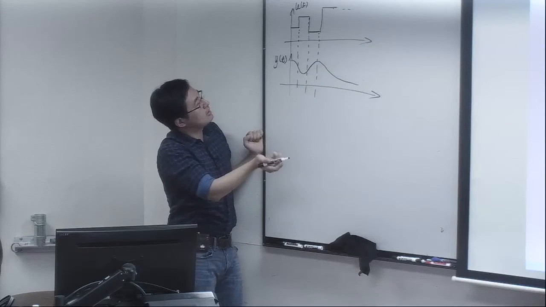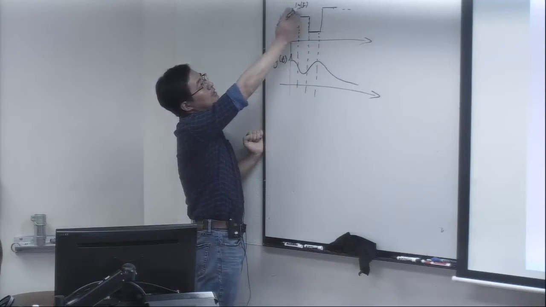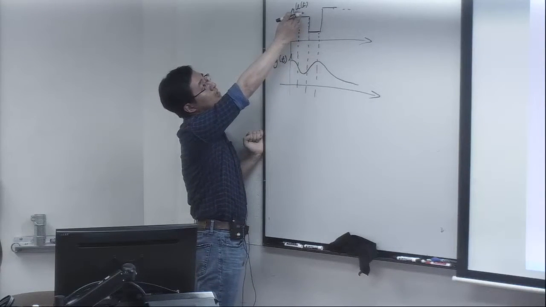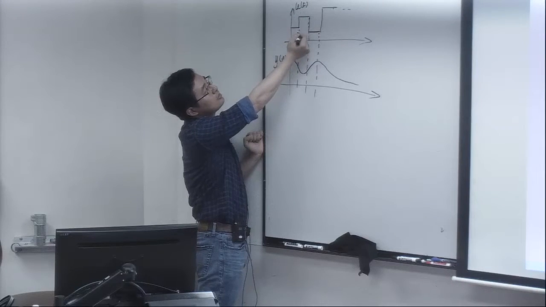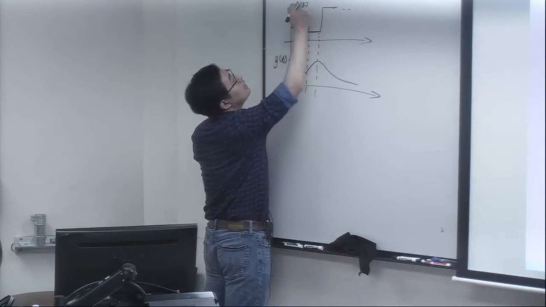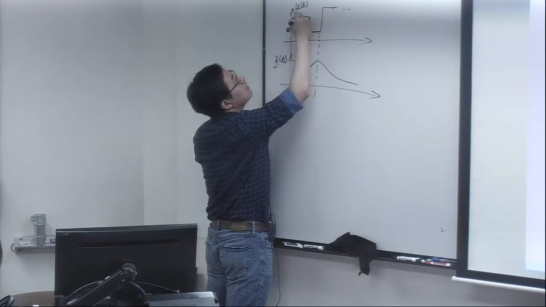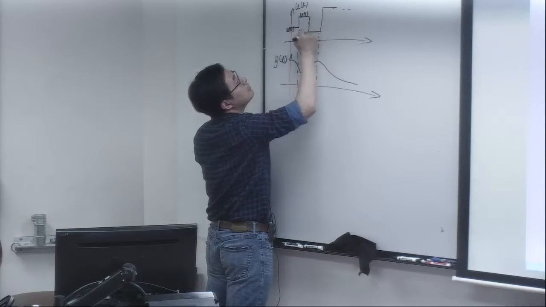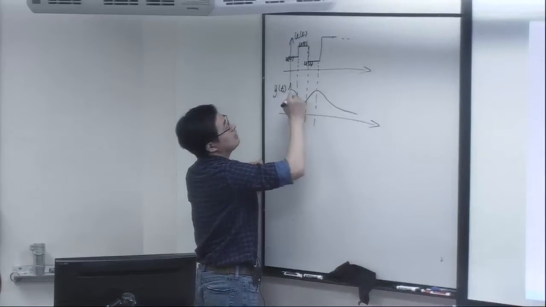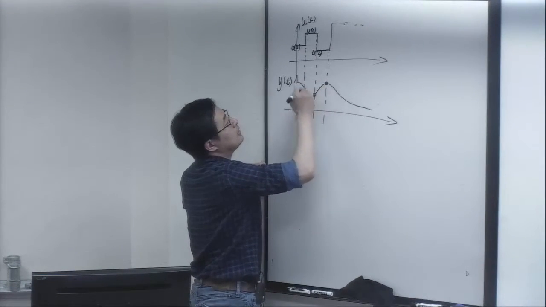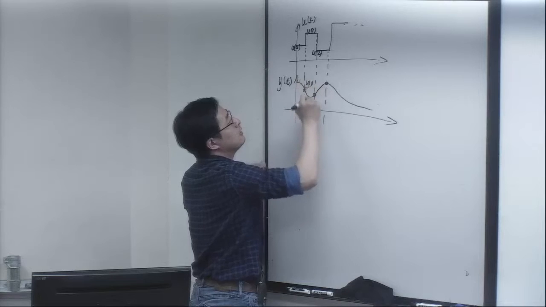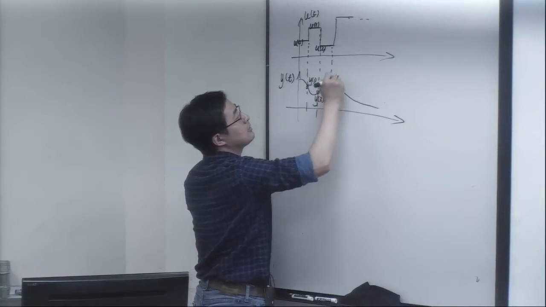Suppose the scenario looks like this. I have a digital controller. I apply zero order hold to the signal, right? This would be u0, u1, and u2. And this would be y1, y2, y3.